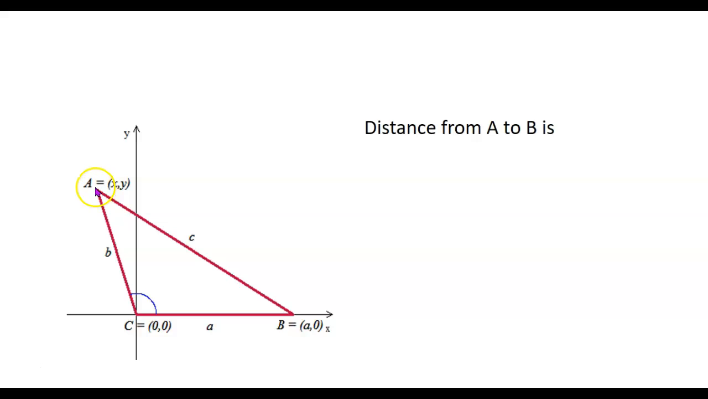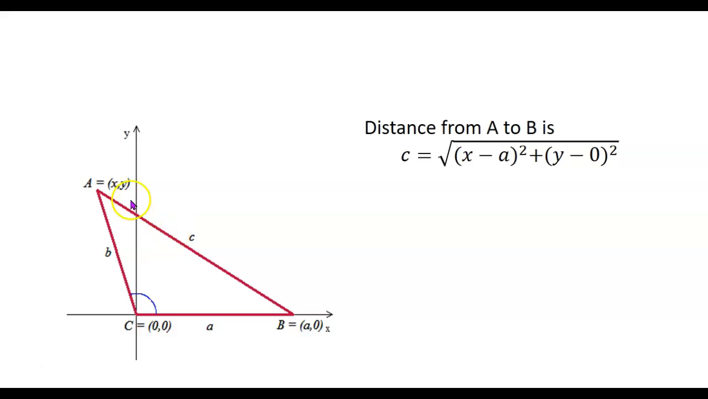Now, the distance from vertex A of the triangle to vertex B of the triangle is the length of side C. So one way of saying what that distance is, it's just C. It's that side of the triangle. But another way of saying what that distance between those two points is would be to use the distance formula and say it's the square root of this x-coordinate minus this x-coordinate squared plus this y-coordinate minus this y-coordinate squared.